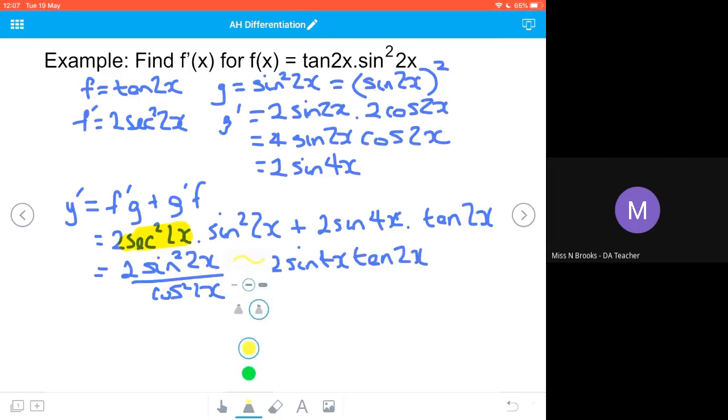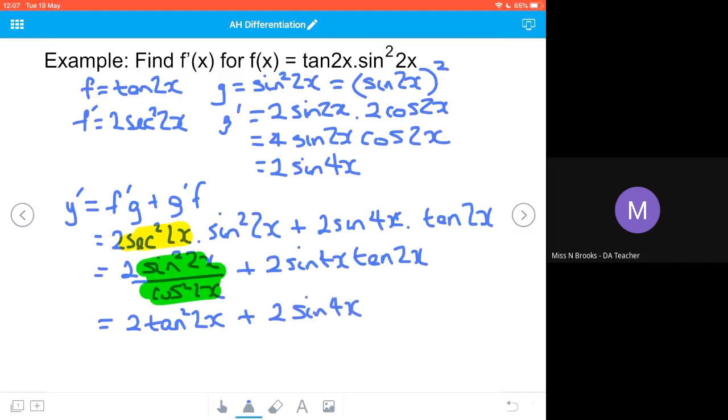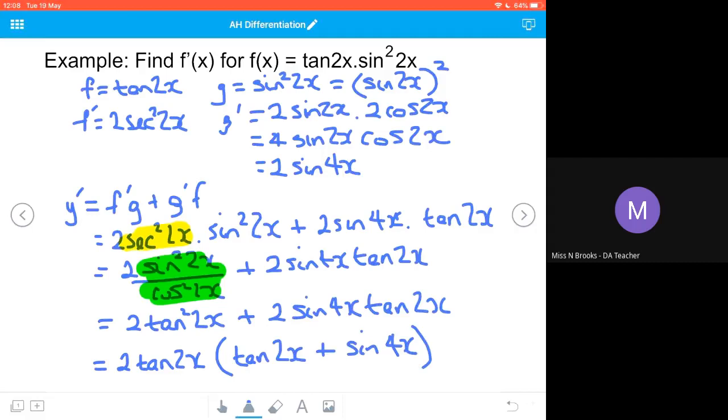Now the next thing I want to do is replace this sine 2x all squared over cosine of 2x all squared with a tan of 2x all squared. So I'm going to get 2 times the tangent of 2x all squared, and I'm going to add that on to my 2 sine 4x multiplied by my tan 2x. And now I can take out a common factor of 2 tan 2x. So I'm going to have 2 tan 2x, and I need to multiply that by a tan 2x for the first term inside my bracket, and then I'm going to add that on to a sine 4x for the second term in my bracket. And so f dash x, or the derivative of f of x, equals 2 tan 2x multiplied by tan 2x plus sine 4x.